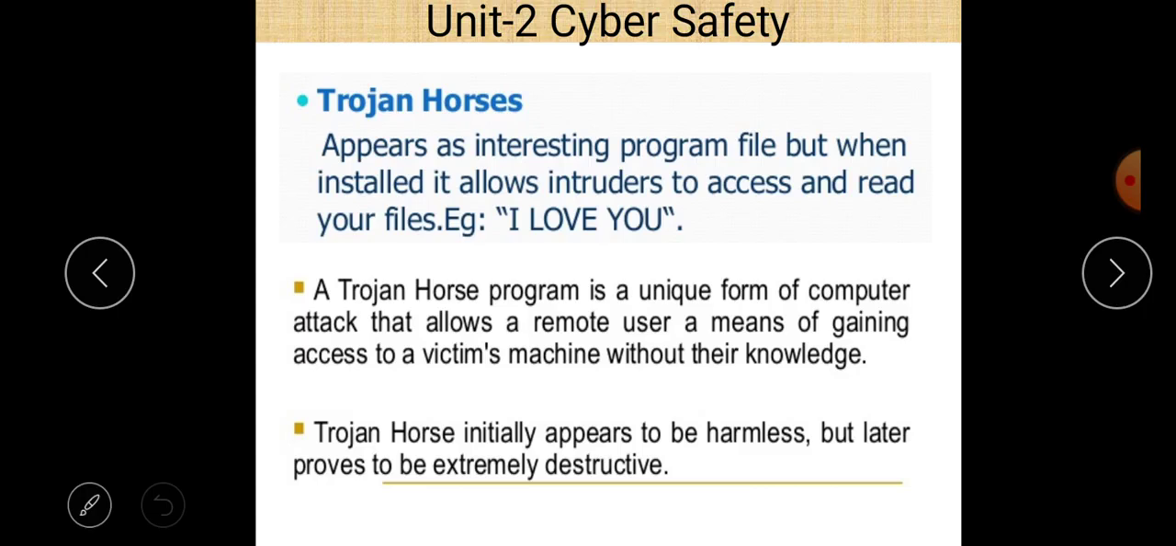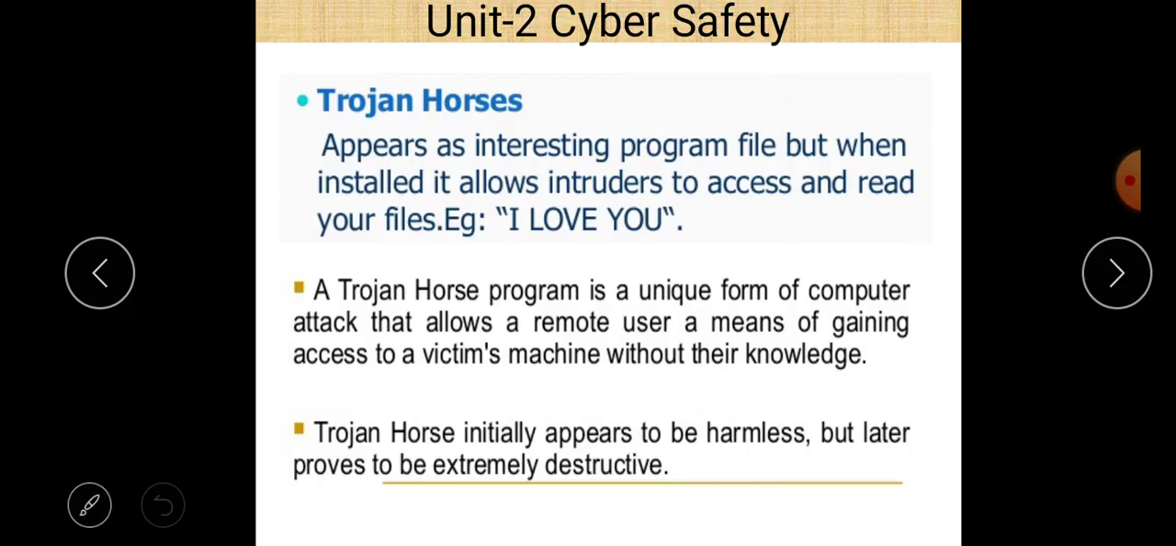So they appear as an interesting program, but when you install it, they gain access to your computer system. They can delete your files. They can send your files from your computer system to another computer system using the network. And they appear to be harmless, or they are hidden in a particular game or particular application which you download, and they are shown as desirable software or applications.